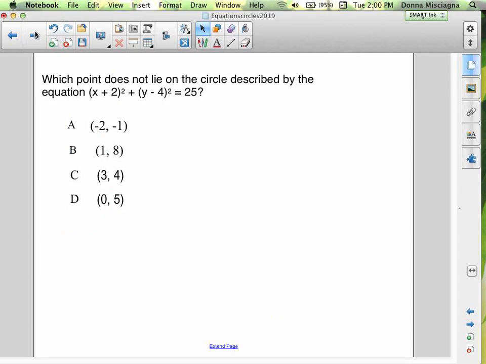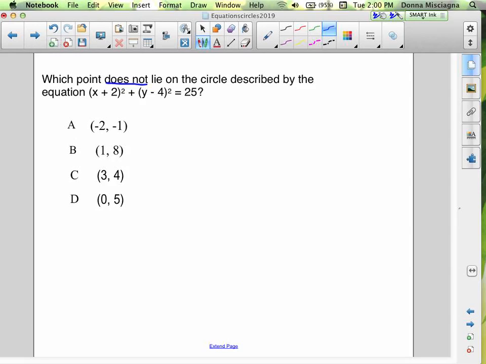All right, so now let's check the first point, (-2, -1). If this is a point on the circle, then we're going to get the same thing on either side. We're going to get 25 on the left side to match the 25 on the right side. Now we're actually looking for the one that does not, so we should expect that 3 of these is the correct answer, and we get 25 equals 25. It checks out, and then one of them will not check out. So let's check out the first point.